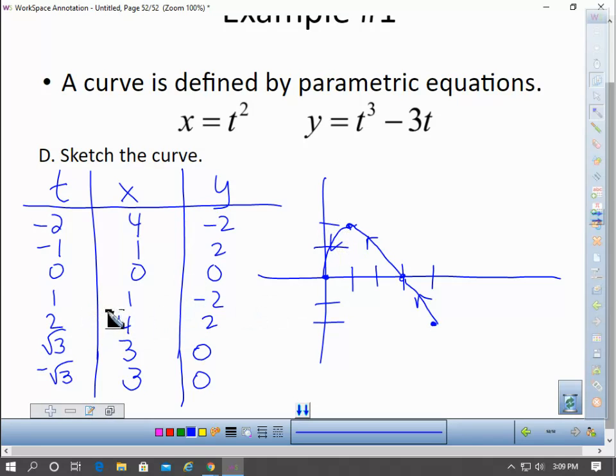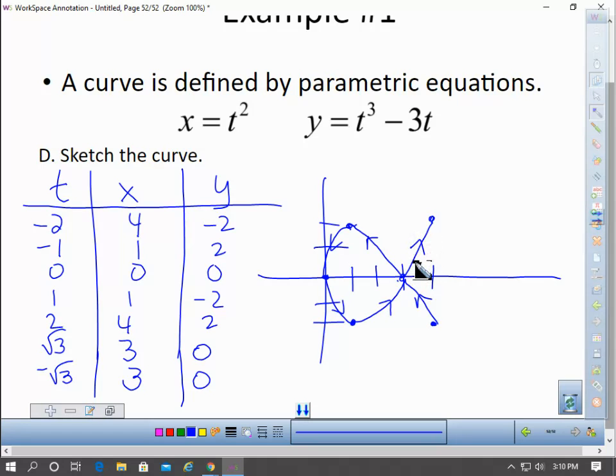Then I would go to the point 1, -2, which would be here. So then it would come down here. Then the next point I would go to would be the positive radical 3, 0, which would be the 3, 0 again. So that would come up to here again. And then my last point would be the 4, 2. So then the 4, 2, and so it looks like a little ribbon there, sideways ribbon.